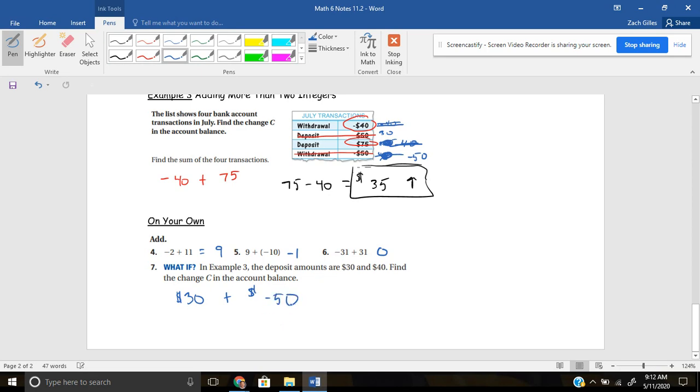Now we have more negative than we do positive. So if I did 50 minus 30, I'd arrive at 20. And since 50 has a greater absolute value, it would be negative.